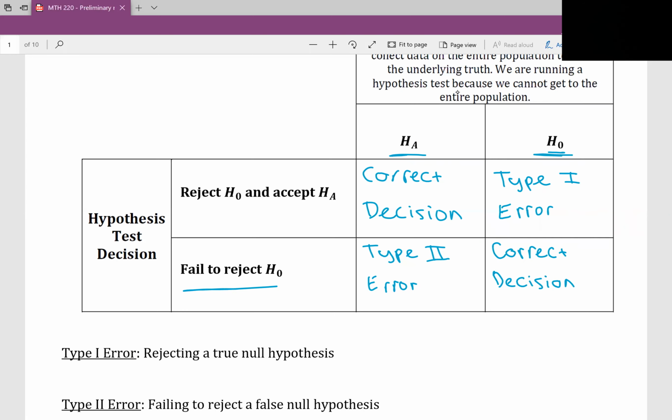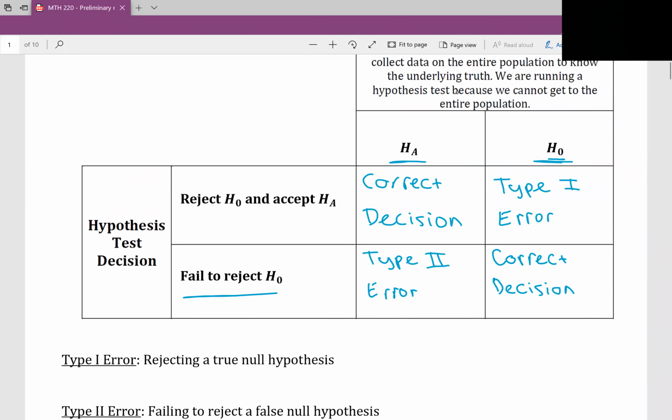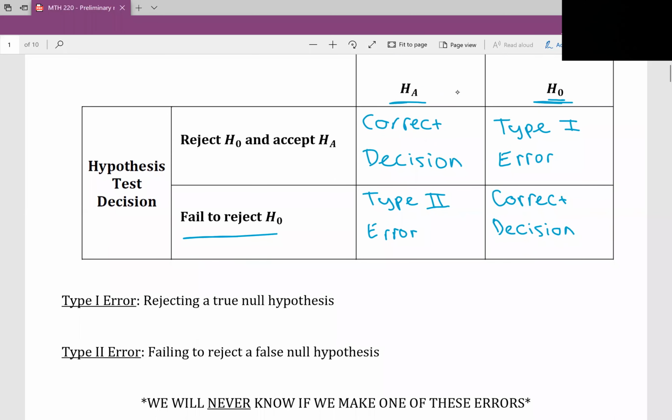type 2 error. Okay, so just to emphasize what I have at the top here about the underlying truth is that we will never know if we make one of these errors. The only way we can know is to sample the entire population. And if we could sample the entire population, we wouldn't have to run a hypothesis test to begin with.